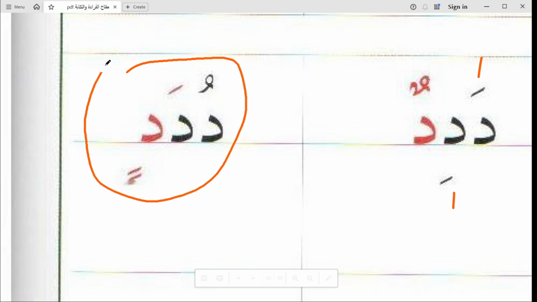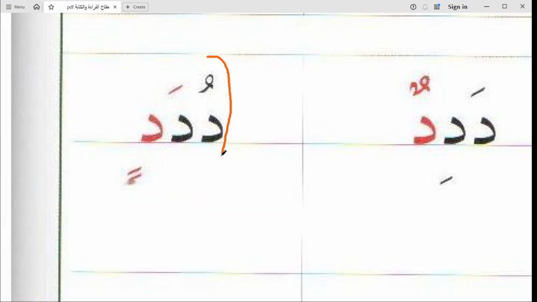And here, try to pause the video also and try to pronounce it. What is this? This is Daal with dhamma, so it's going to be do. And the one after it is Daal with fatha, so it's going to be da. And Daal with tanween al-kasr is going to be din. So do, da, din. Alright? Great.